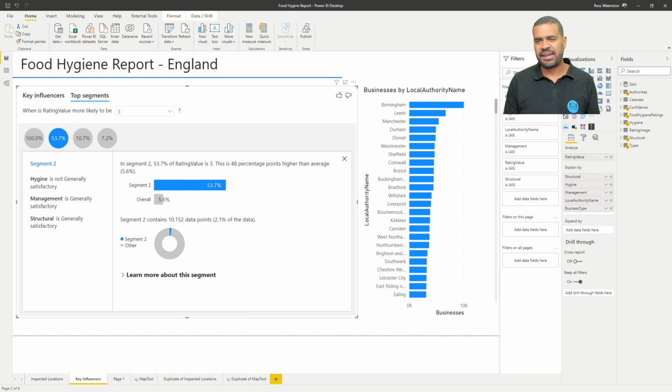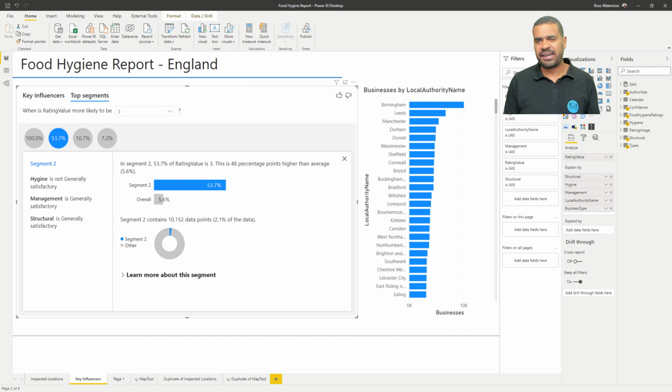But it is remarkable that this very quickly allows you to start to segment up your data and see. So we can see here very clearly that takeaways and sandwich shops far and above the others in terms of the numbers that are at the 3 rating.